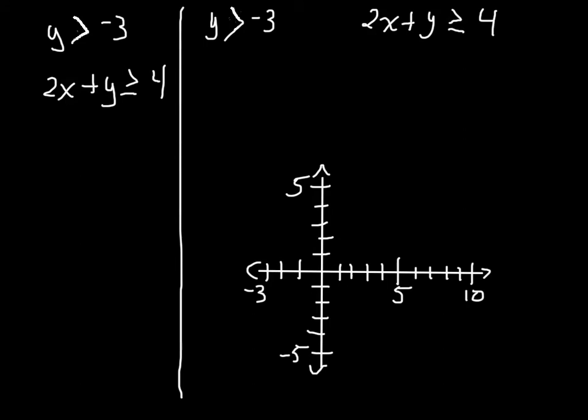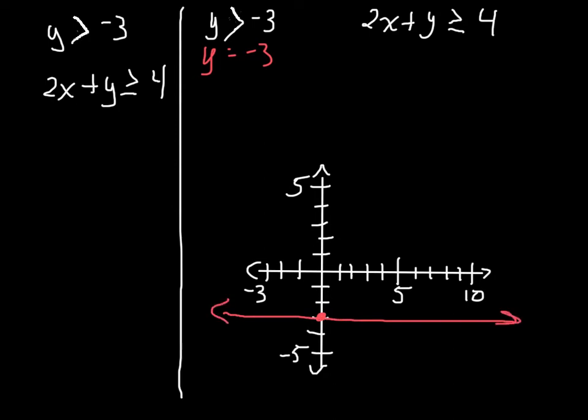Okay, so here we have a system of inequalities. We have one equation here, one inequality here. So we're going to do as we've always done, and our first step is to change to an equal sign. So I have y equals -3. I'm going to plot that one, and the point where y is equal to -3 is right here. And the line that goes along with that goes like this.